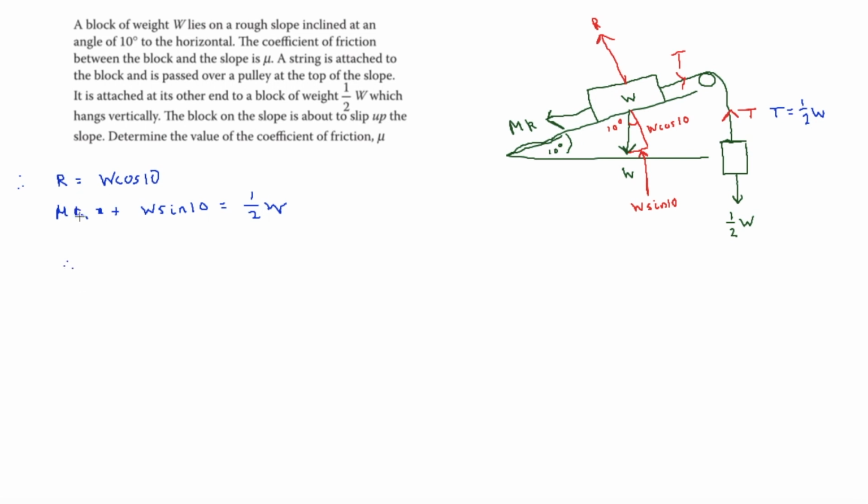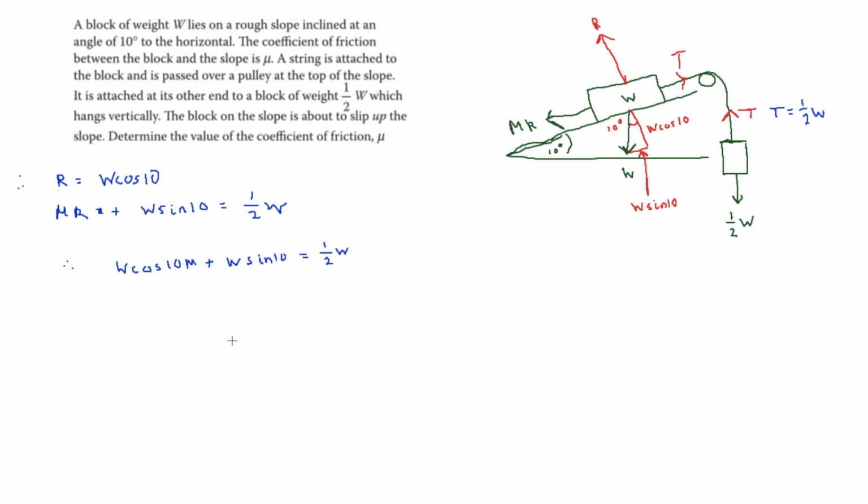And we can rearrange it by saying that R is equal to W cos 10. So therefore what we're going to get is W cos 10 mu, and then plus W sine 10 is equal to half W. Now we're working out what W is first, as we cannot just work out the coefficient of friction without W. So that's why we're doing this first.